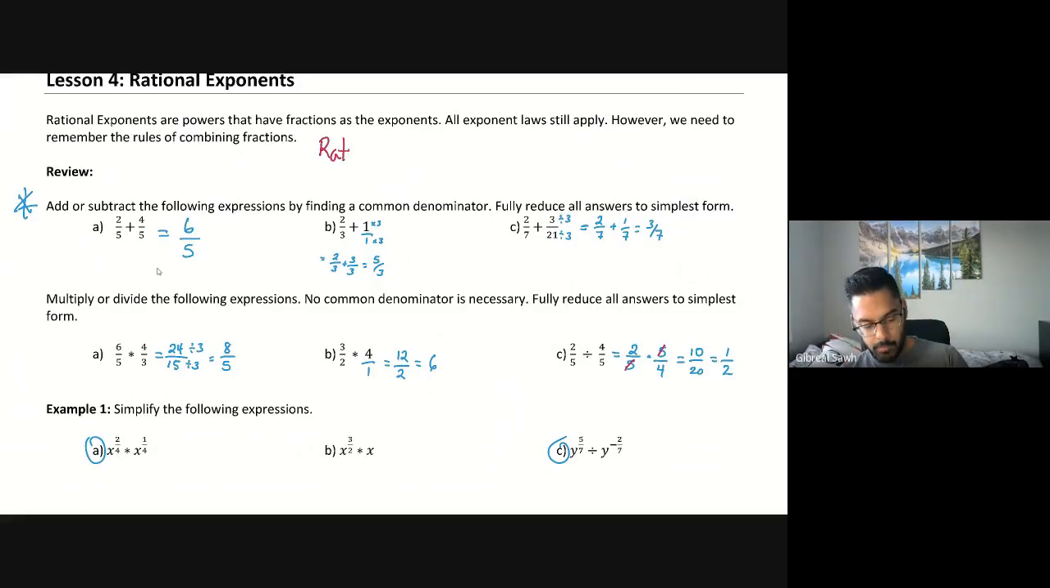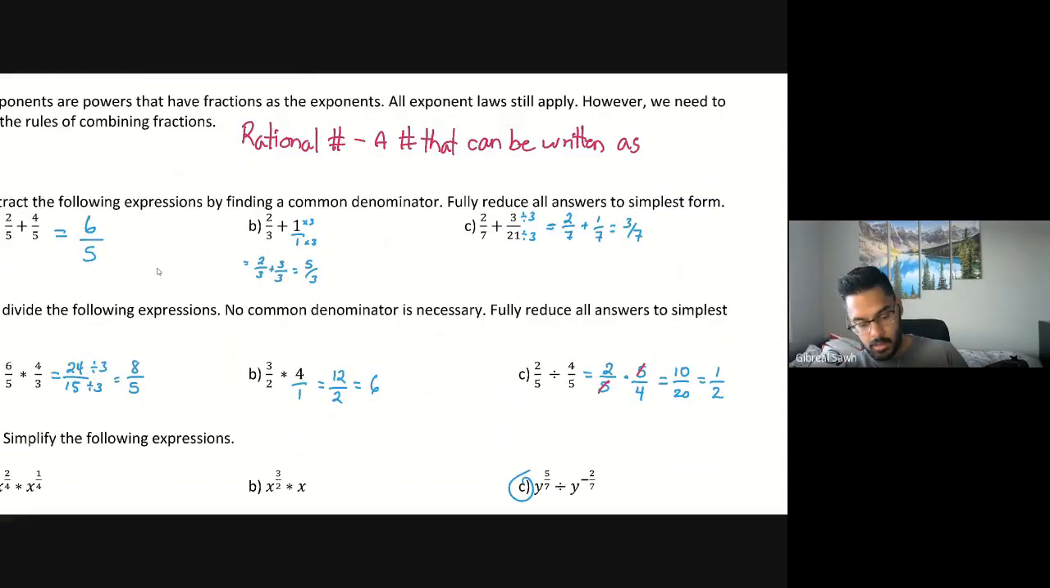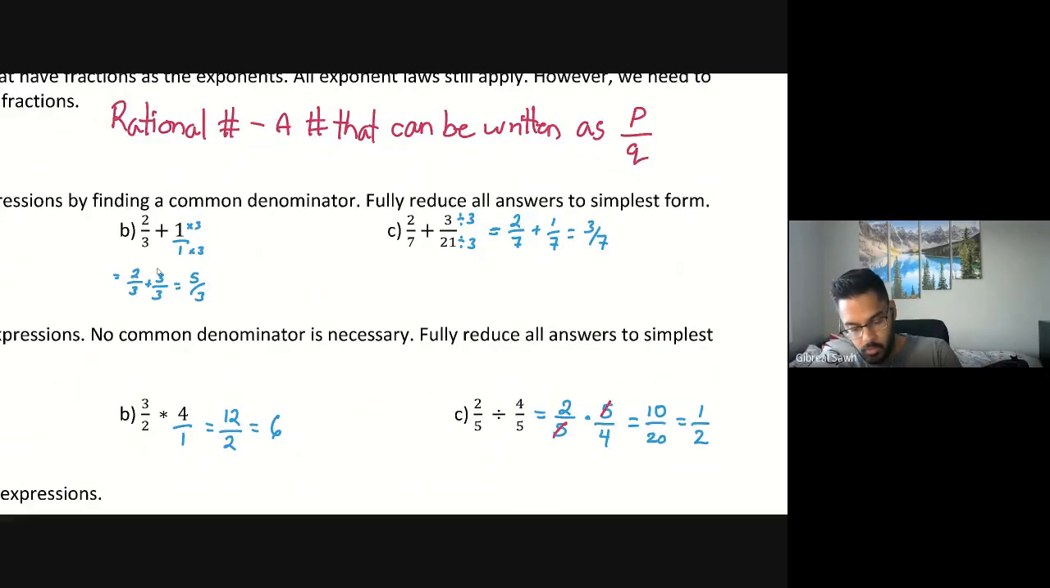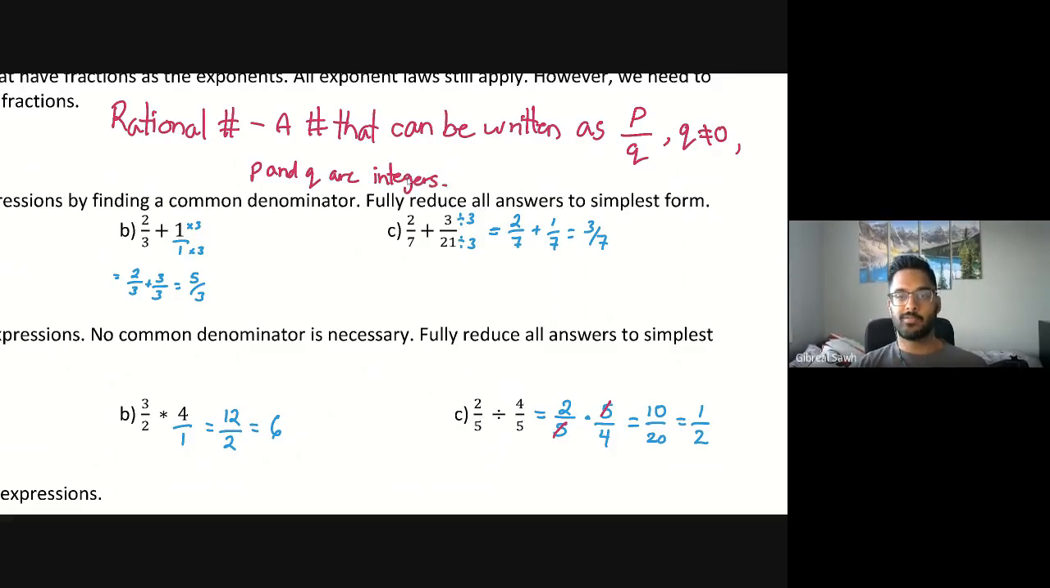But a rational number is a number, obviously, that can be written as P over Q, where Q is not equal to 0. Okay, and P and Q are integers. I'll talk a little bit more about number sets in our next video, so come back for that one.